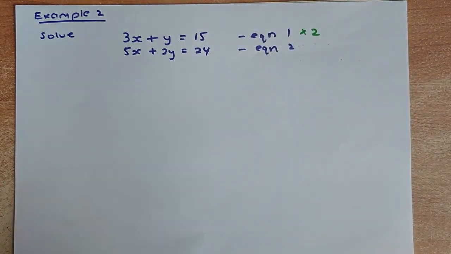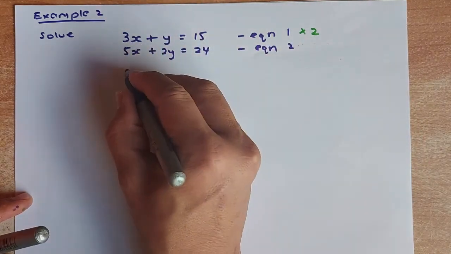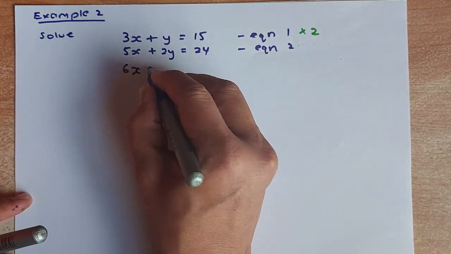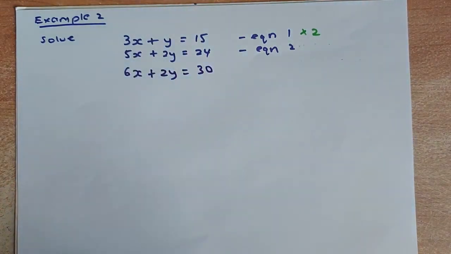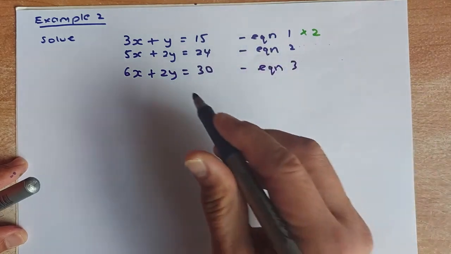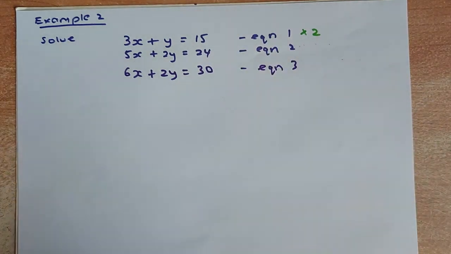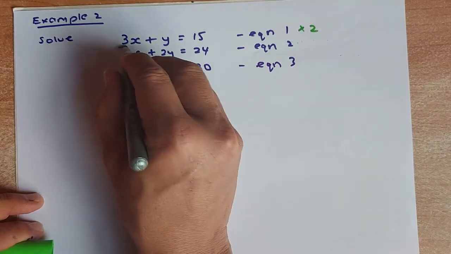So that your new equation 1 now becomes 3x times 2, which is 6x, plus 2y equals 30. And then we are now going to simplify the second. Now we call it equation 3. Now we're going to add or subtract equation 2 and 3. So we are now going to do these two equations.